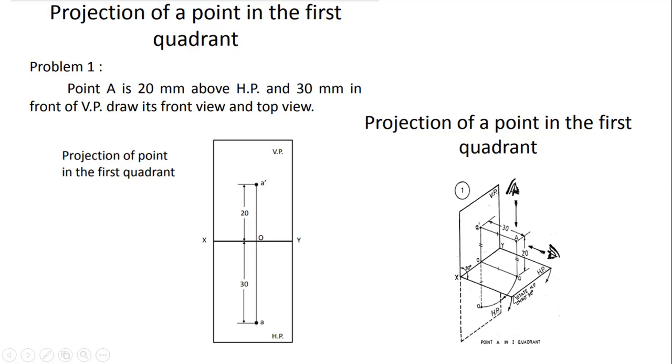Okay, and this horizontal plane is tilted at an angle 90 degrees clockwise, so that the top view is located below the XY line. You can see the 2D orthographic projection. So the top view is located at a distance of 30 mm in front of the vertical plane, and it is named as A. So in this problem, what is asked?